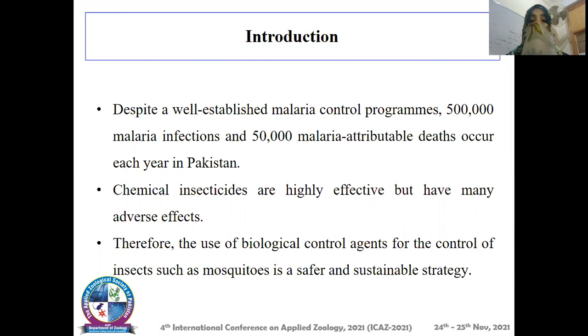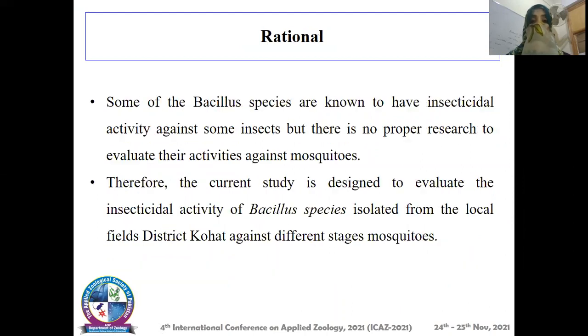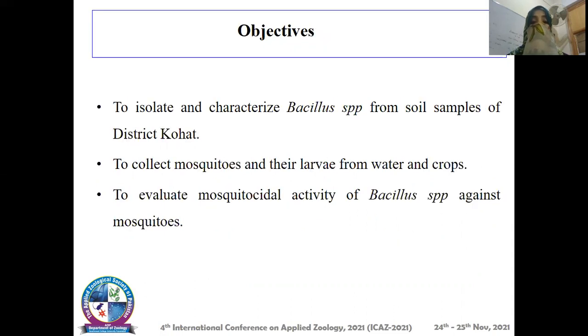Therefore, the use of biological control agents for the control of insects such as mosquitoes is a safer and sustainable strategy. Now comes the rationale of my research. Some of the Bacillus species are known to have insecticidal activity against some insects, but there is no proper research to evaluate their activity against mosquitoes. Therefore, the current study is designed to evaluate the insecticidal activity of Bacillus species isolated from the local fields of district Kohat against some stages of mosquitoes.